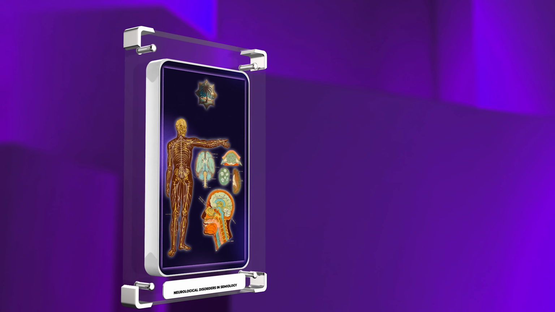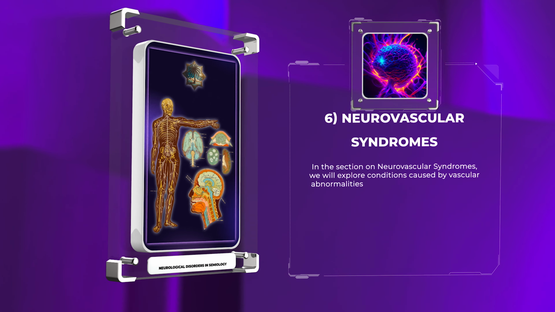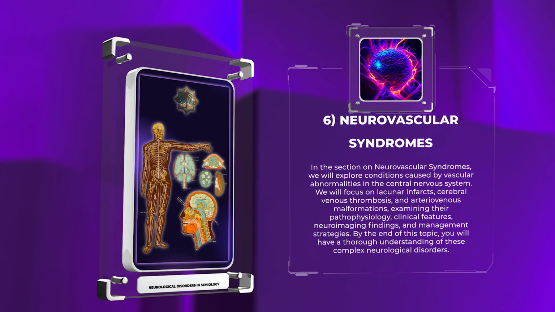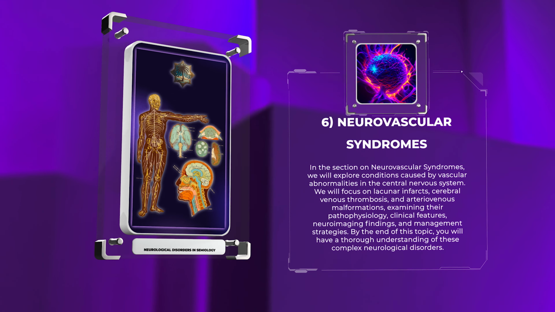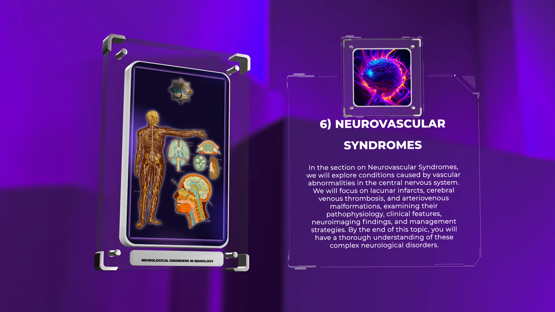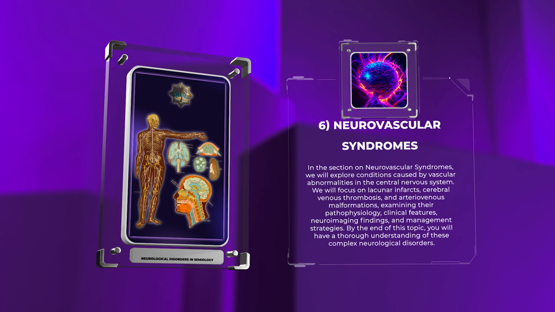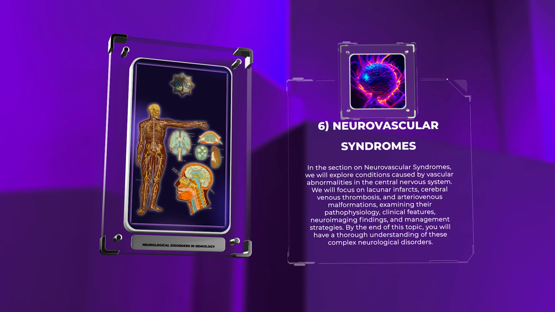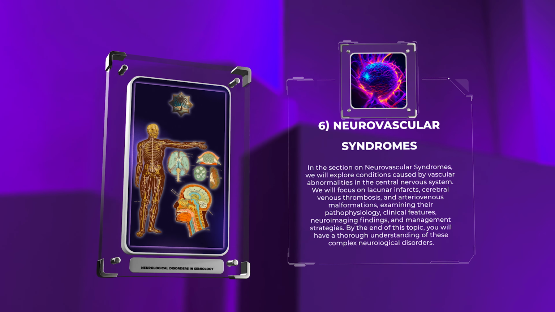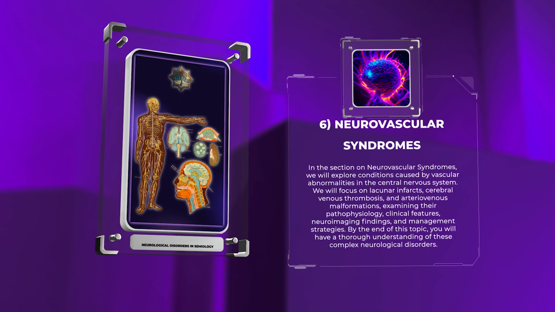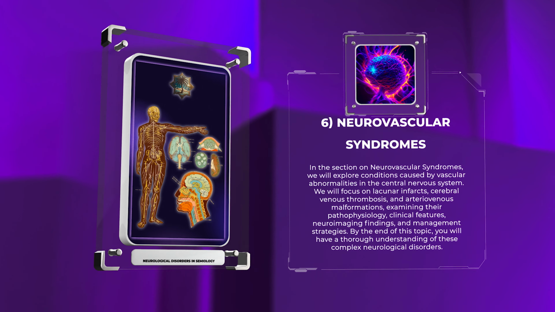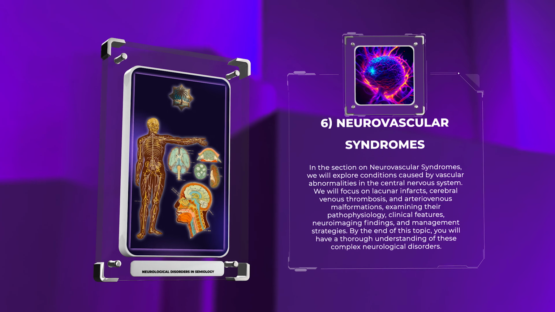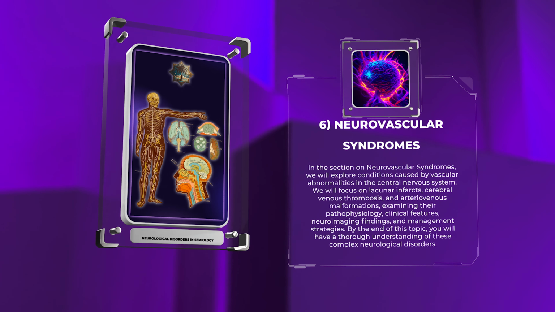In the section on neurovascular syndromes, we will explore conditions caused by vascular abnormalities in the central nervous system. We will focus on lacunar infarcts, cerebral venous thrombosis, and arteriovenous malformations, examining their pathophysiology, clinical features, neuroimaging findings, and management strategies. By the end of this topic, you will have a thorough understanding of these complex neurological disorders.